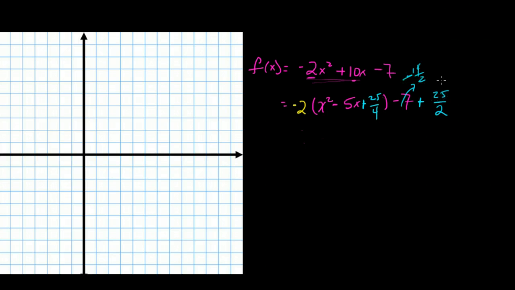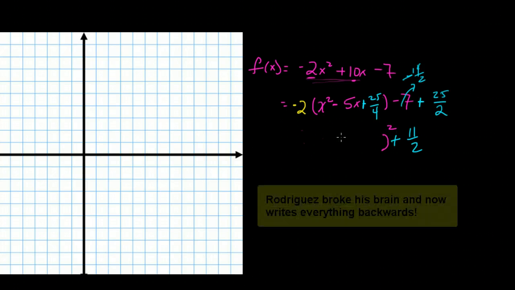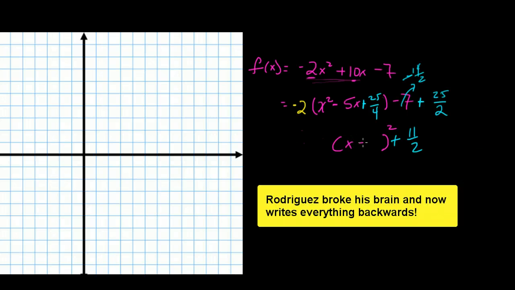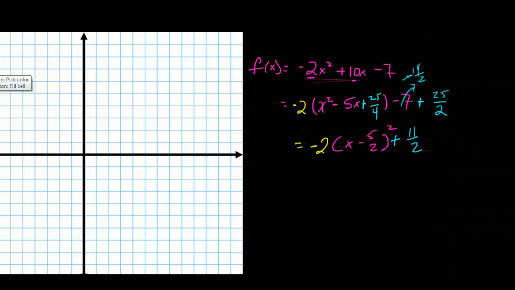So plus 25 minus 14 gives me a plus 11 halves on the outside, whereas my squared term is going to be x minus 5 halves quantity squared. The negative 2, I'm just writing things backwards, and that will be my f of x.